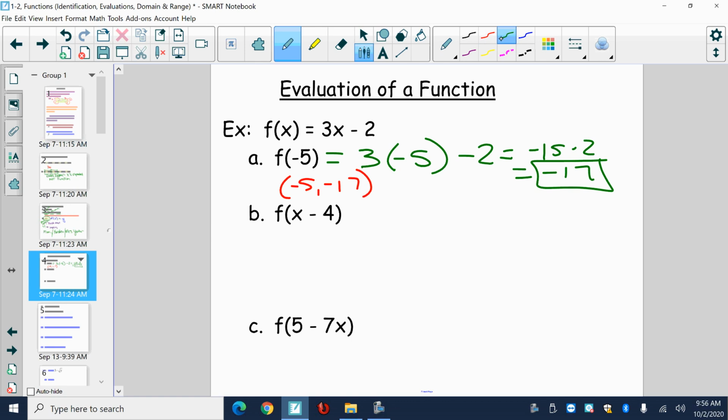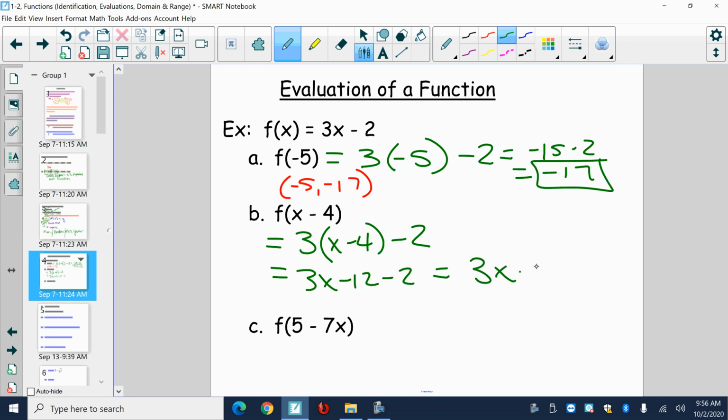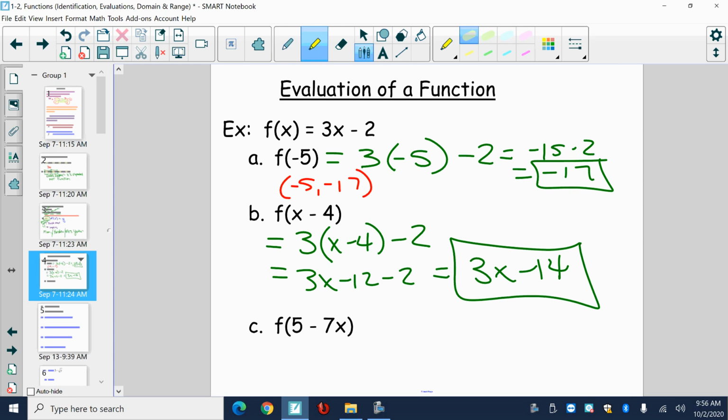Next, I want to know what f at x minus 4 is. So same exact thing. I'm replacing x with x minus 4. So if I distribute that, that's 3x minus 12 minus 2, which is going to be 3x minus 14. When I plug a number in, I get a number out. When I plug an expression in, I get an expression out. Okay?